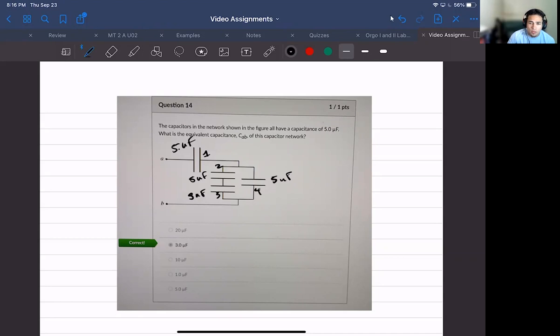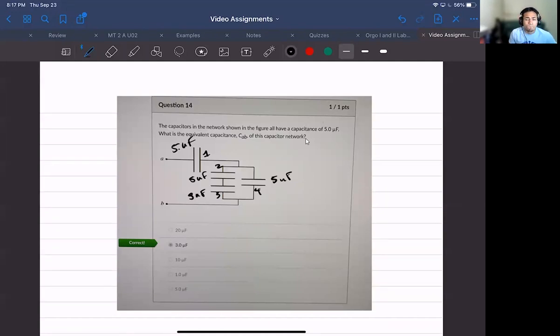So question 14 talks about a network of capacitors. And for a network of capacitors, the strategy that we need to know is to be able to identify between parallel capacitors and series capacitors. Parallel capacitors, like the name says, are capacitors that are on parallel lines. And the series ones are either on top of each other or next to each other, like some of the ones that we see in the figure.